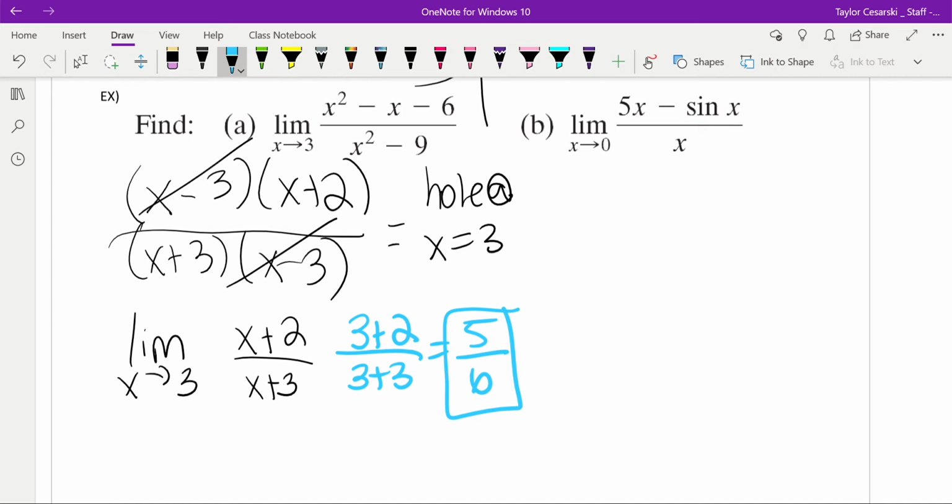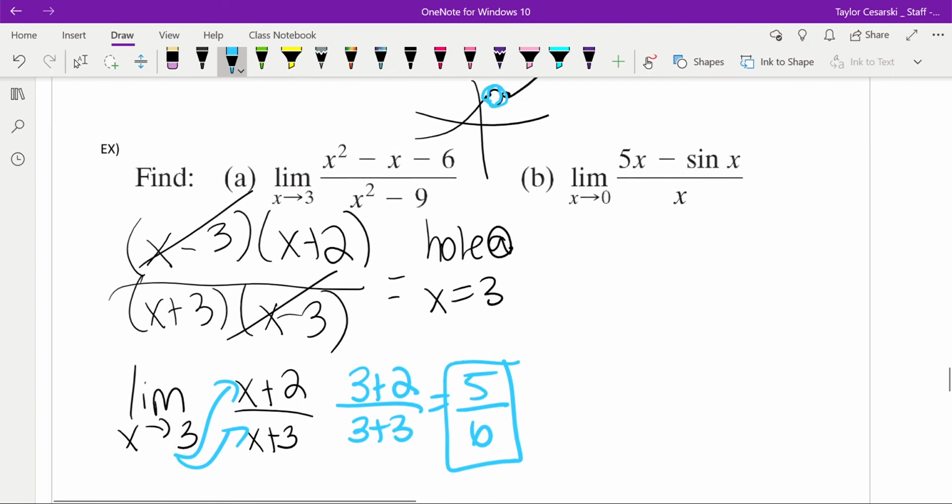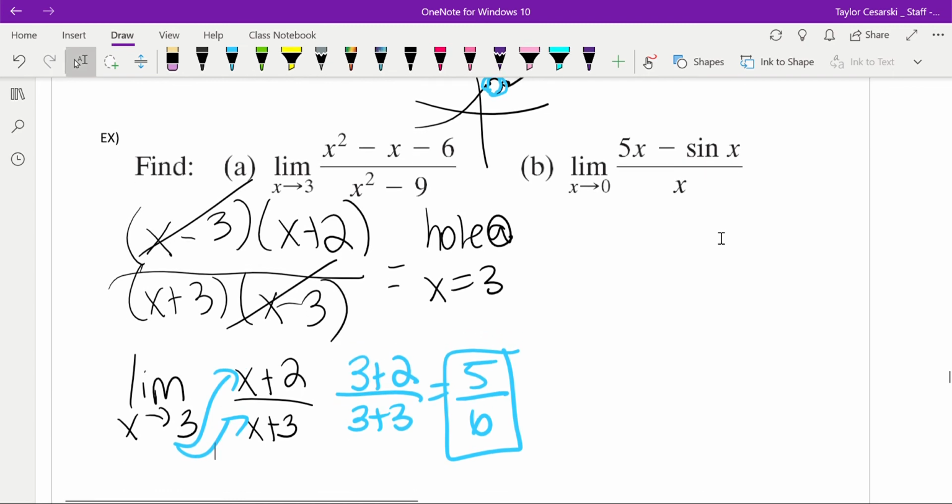So as x approaches 3, then I can go back and plug it in. And if you remember back in rationals, that's where the hole would exist. So the hole would be at 3, 5/6, if you remember back from your rationals unit. So that would be the value of the limit. As x approaches 3 from the left and from the right, it would equal 5/6.